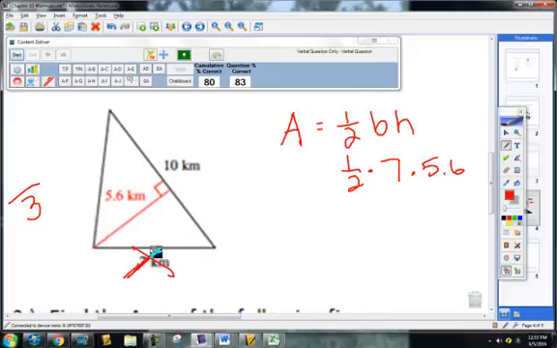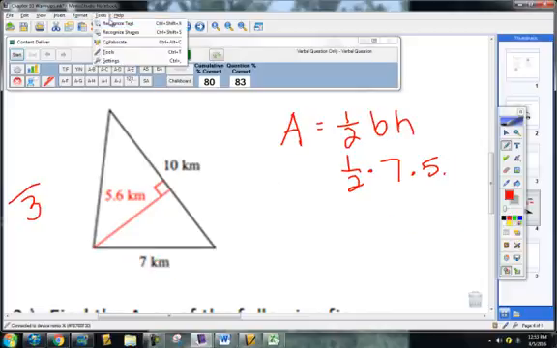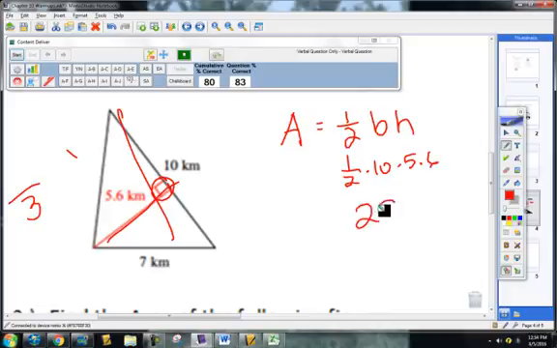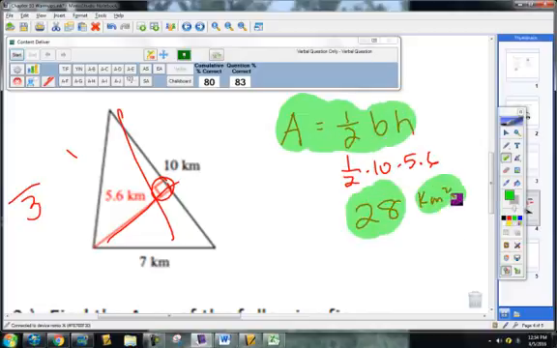The 19.6, whoever did get that, you used 7 as your base. That's a little bit confusing. You've got to make sure you figure out where the right angle forms. The right angle is going to form right here. So this is your base, this is your height. So it's going to be 1/2 times 10 times 5.6, which is where we get 28 kilometers squared. Did I get my 3 points here, guys? Formula, answer, kilometers squared, right? We all got that?